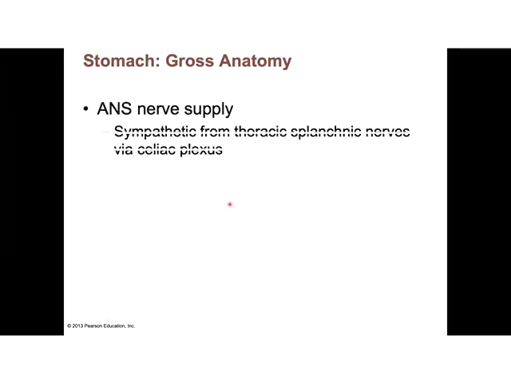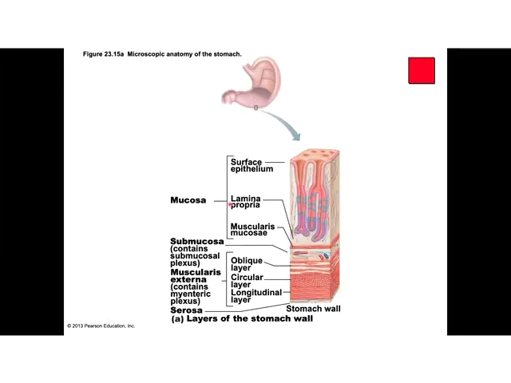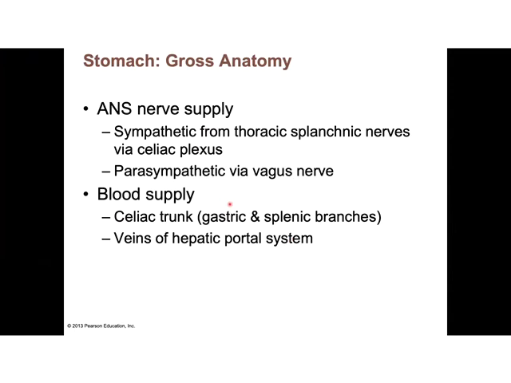The stomach is basically to begin the process of protein digestion, to sterilize the food that drops in it from the esophagus, and to continue to churn and mix the bolus with the stomach secretions. Sympathetic input from the thoracic splanchnics comes through the celiac plexus, and parasympathetic input comes through the vagus nerve, the longest cranial nerve. The blood supply comes from the celiac trunk through the gastric and the splenic branches and veins of the hepatic portal system, which drain the stomach into the liver, right?